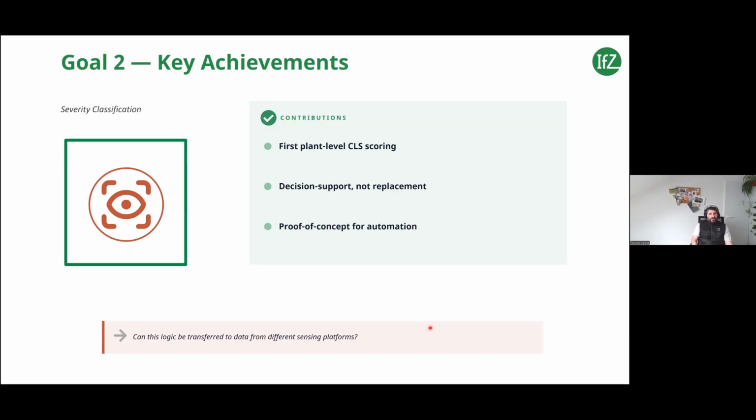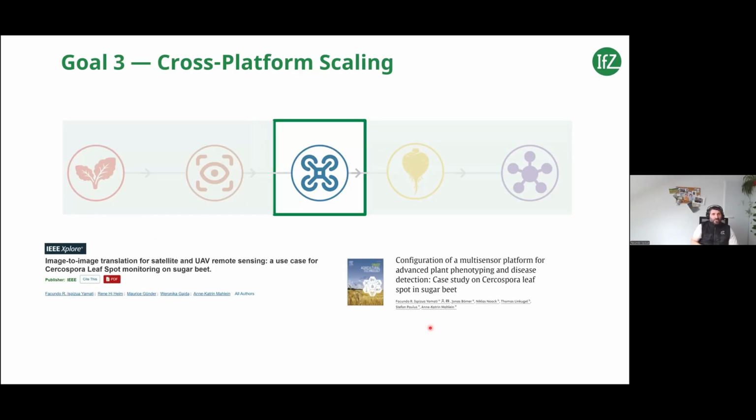But for the next goal: can this pipeline survive a change of sensing platform? The question is straightforward. When we change the sensing platform and the spatial resolution, does our disease monitoring pipeline still work? This goal is addressed through two publications, one a peer-reviewed conference paper and the other a journal article. We explored two different directions.